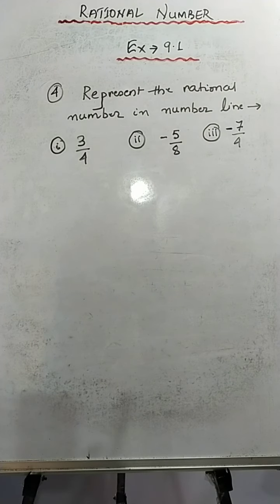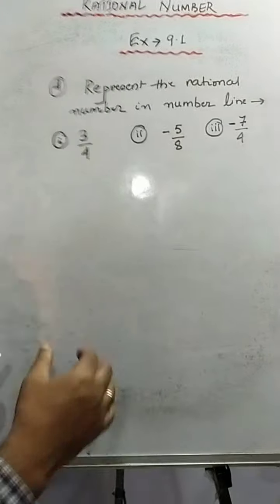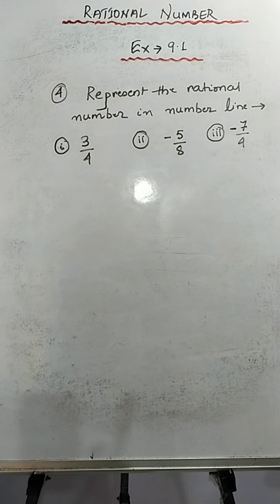Students, now in this session I will explain question number 4 and 6 of exercise 9.1 chapter rational numbers. Okay, so in question number 4 we have to represent the rational number on a number line. Fine. So what is the logic that you have to understand, students?